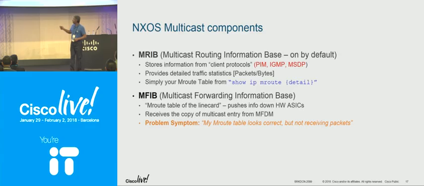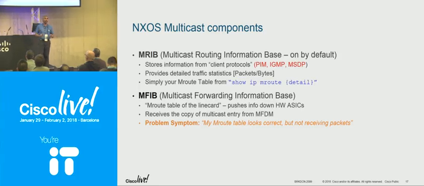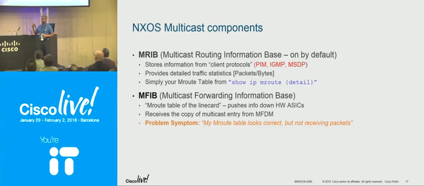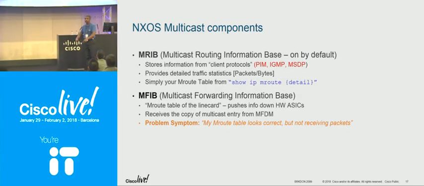The next component is MFIB. This is the component that resides in the line card. So this is the multicast routing table which resides within the line card. Again, this MFIB is not the component that is used for packet forwarding directly. Rather, this is the component that resides within the line card that will be used to program the ASICs, which in turn will be used for packet forwarding.